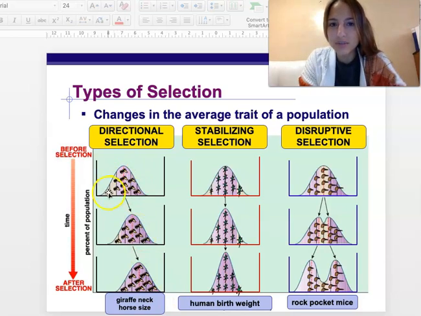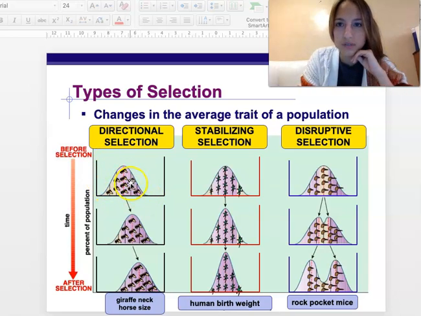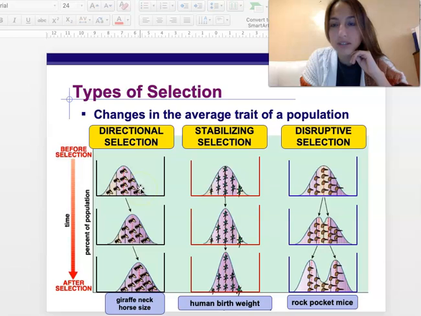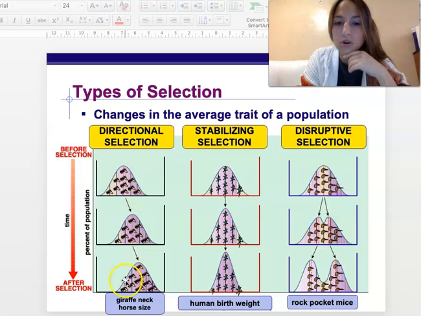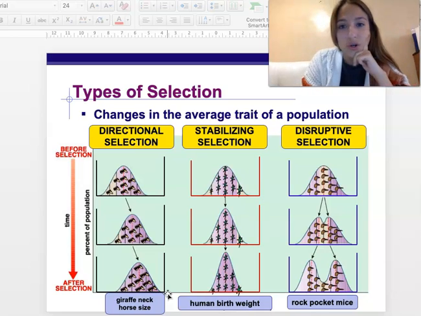So this is directional because it really is selecting for a trait that is the extreme. It's not selecting for a trait that's right in the middle. It's selecting for a trait that's the extreme. Being larger would be a trait that is not average, but an extreme trait. And as time goes by, you select larger and larger and larger horses, eventually leading to a population that has a different phenotype. It's much larger, right?